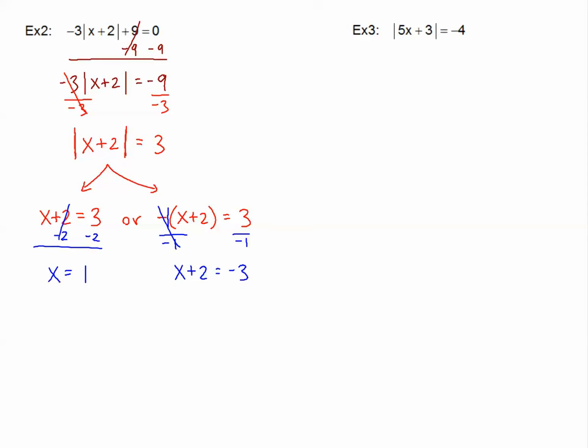So feel free to distribute and then solve, or just get rid of the number first and then solve. It doesn't really save you any time. It's the same number of steps. It's just a different order, I guess. So now I have x is equal to negative 5. So these are my two supposed solutions.